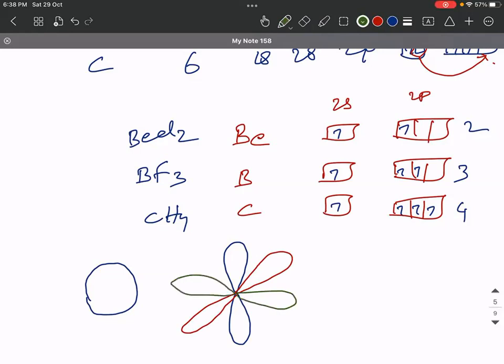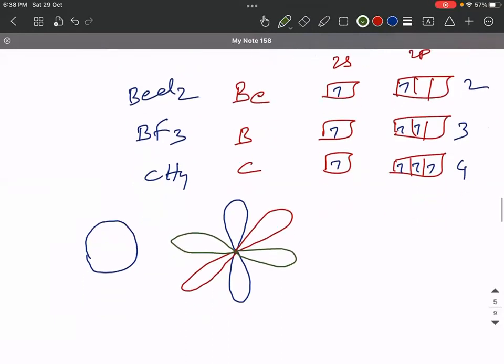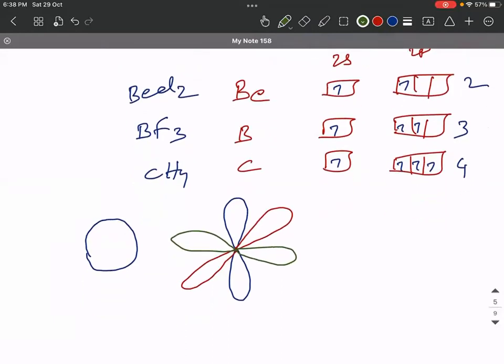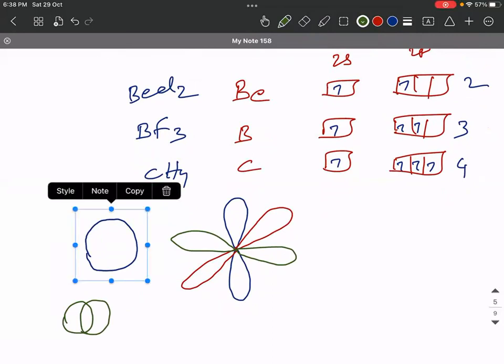So it's correct, no? Look here. See the picture. When the s overlaps with s, it will give this bond. Okay, so it will become spherical. The s can overlap with any other orbital, px, py, pz. So s can overlap with s, it's possible. s can overlap with px, that is also possible.